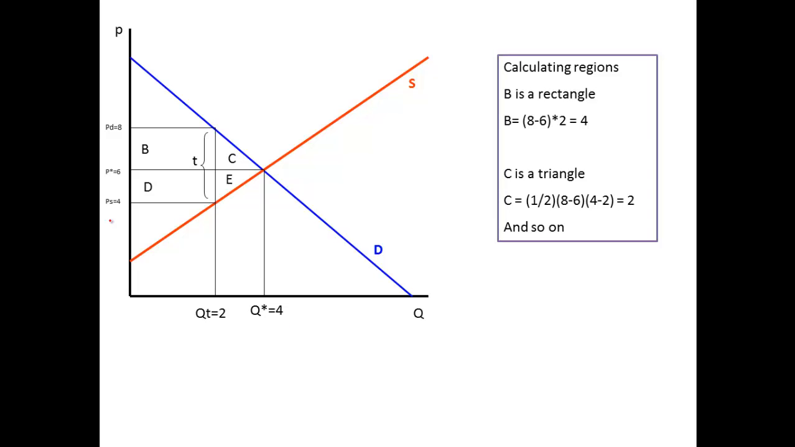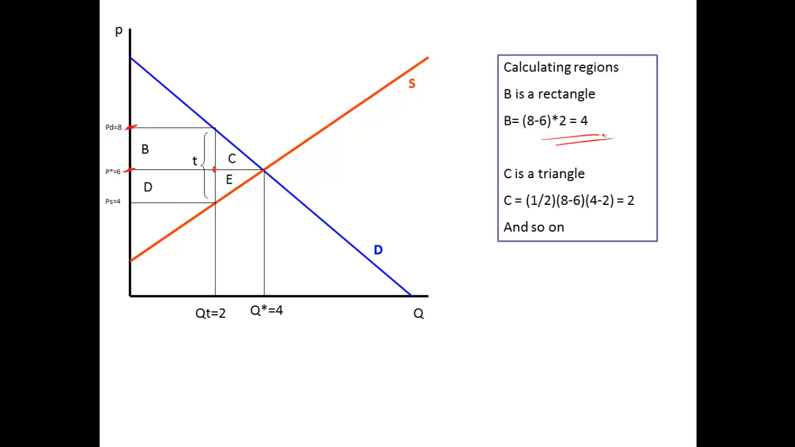Now we can calculate out these regions if we want to. Region B is a rectangle, and how do we calculate it? Well, the height of this rectangle is 8 minus 6, or 2. The base of this rectangle is 2, so that region is equal to 4.